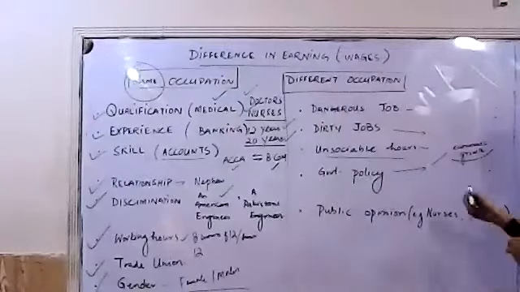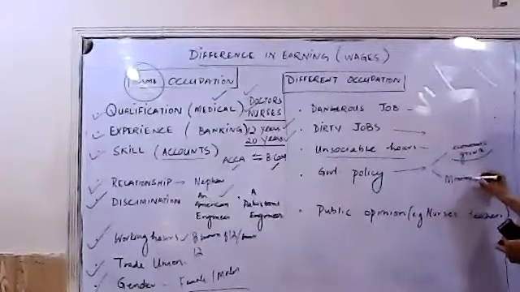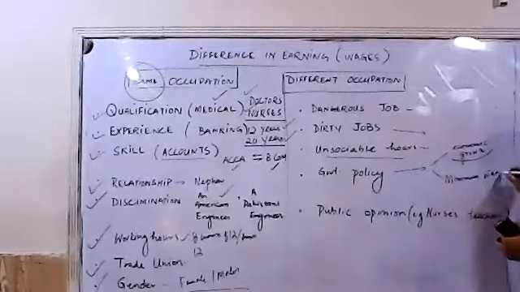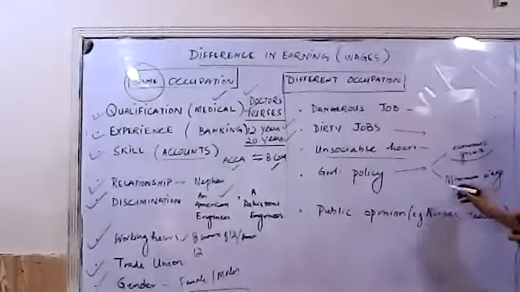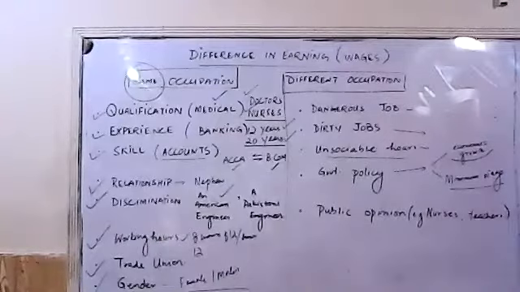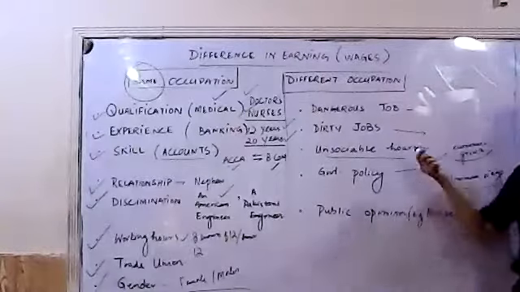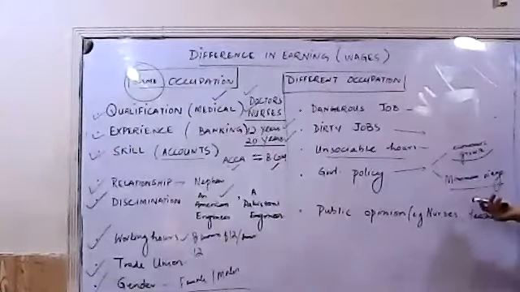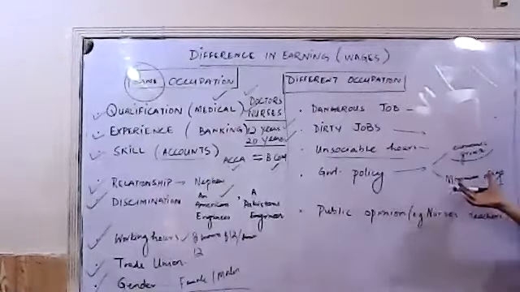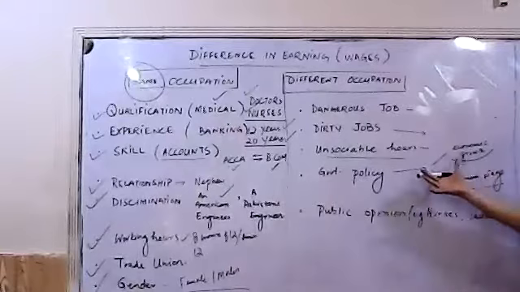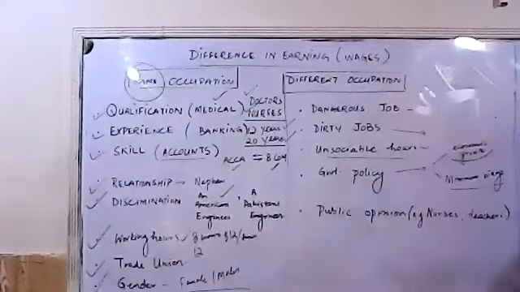Secondly, it could be because of minimum wage legislation. The government usually sets a minimum wage that is above the equilibrium, so it's a higher wage. If the government announces an increase in the minimum wage for certain people, that is also a factor which could affect the difference of wages in the economy.